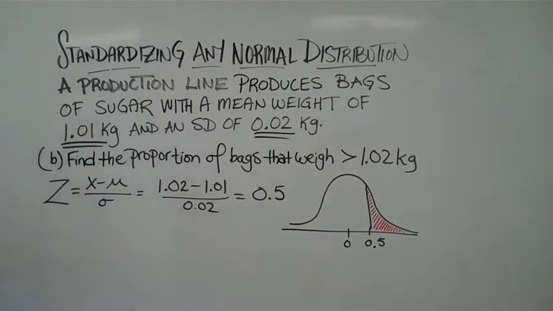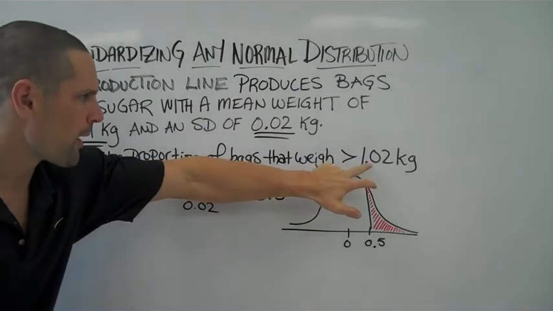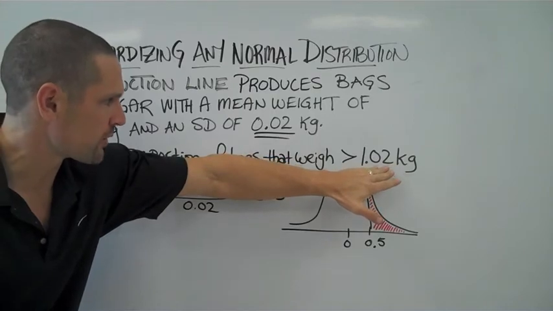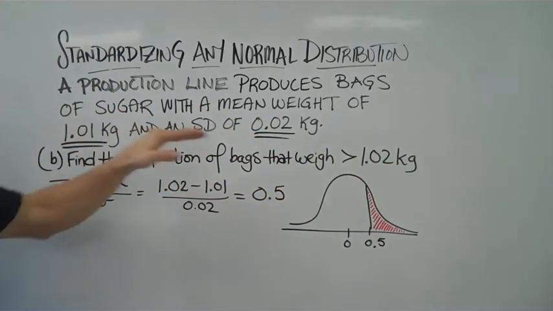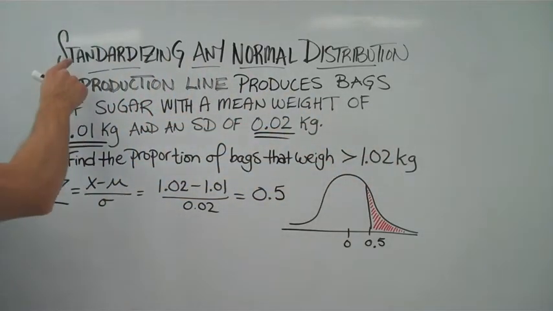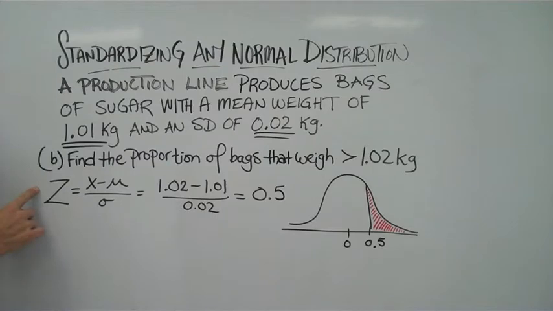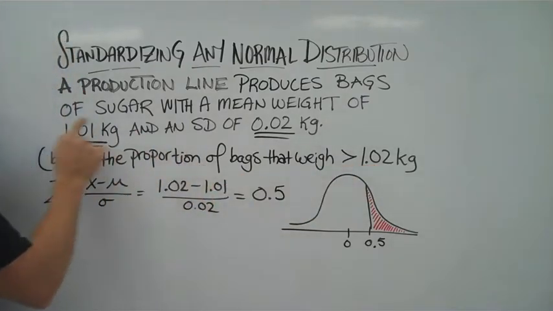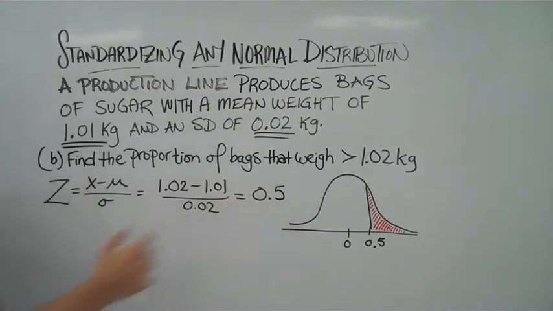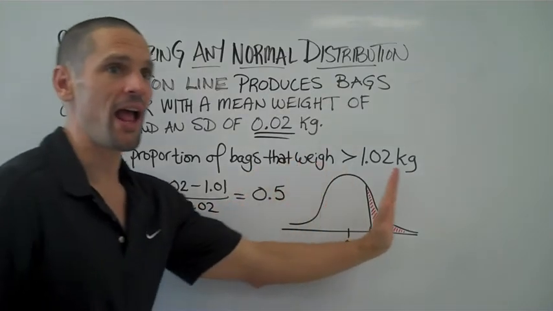In the second part of this same problem, we're asked to find the proportion of the bags that weigh more than 1.02 kilograms. My first step is to relate 1.02 kilograms to my mean and SD by converting this normally distributed data into a standard normal curve. How do I do that? I find my z-value, which is x minus the average divided by the standard deviation. My x in this case is 1.02 minus my average 1.01 divided by my standard deviation 0.02, which gives me 0.5.